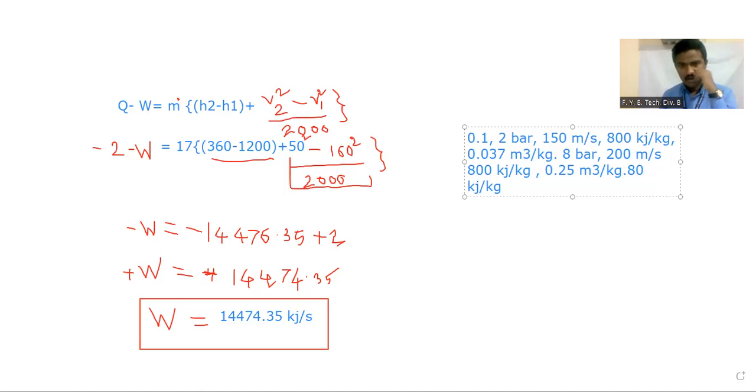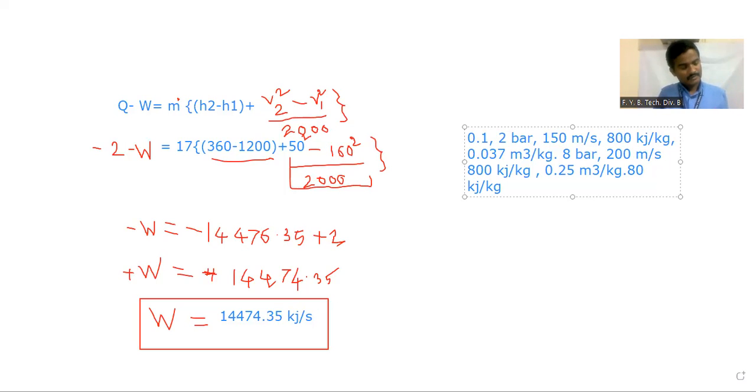How to find the value of g? The standard value of g is 9.81 meter per second square. You can take that value.